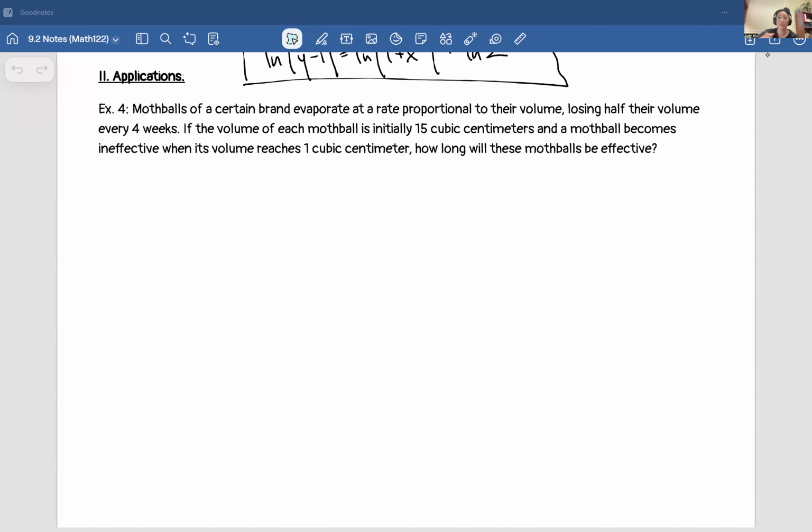Hi folks, welcome to your second video in the 9.2 notes, and we're going to talk about an application of when we might use separation of variables.